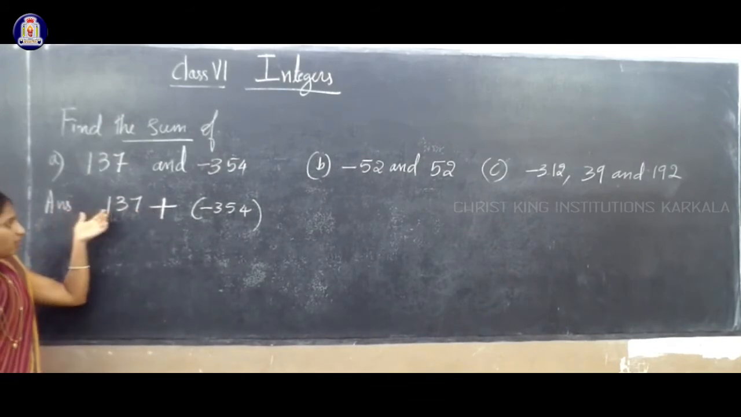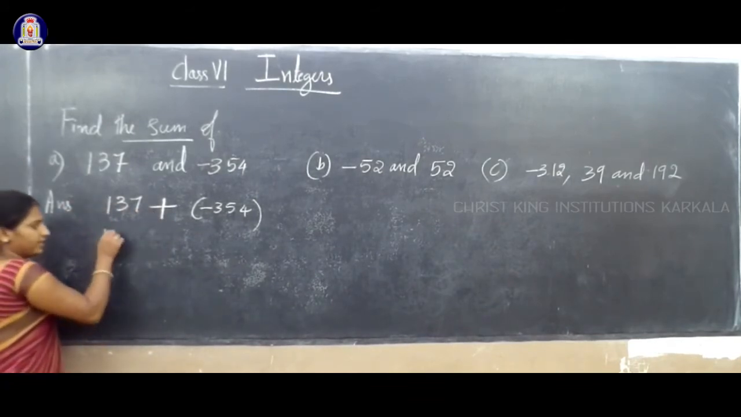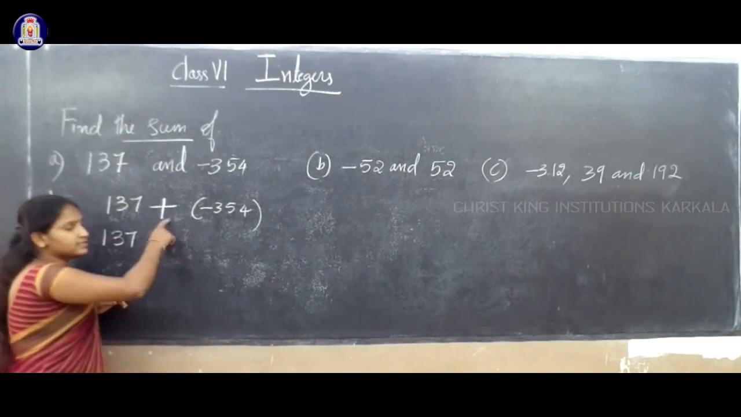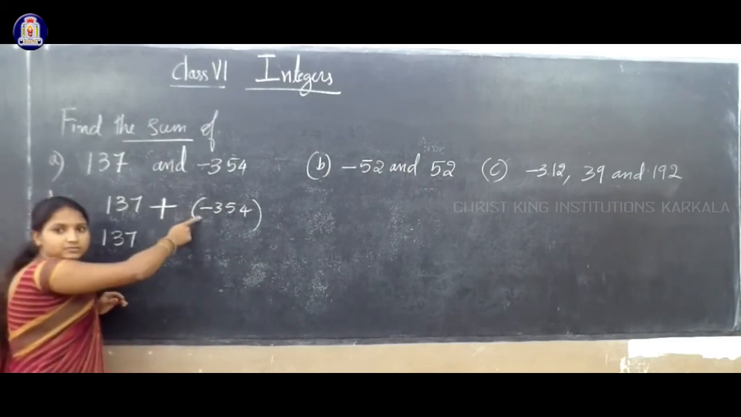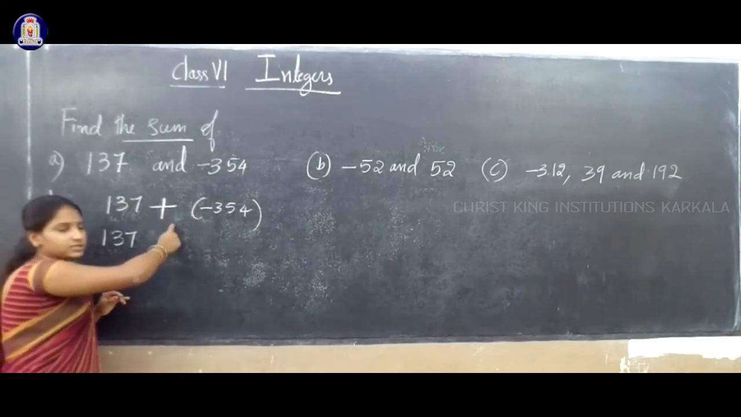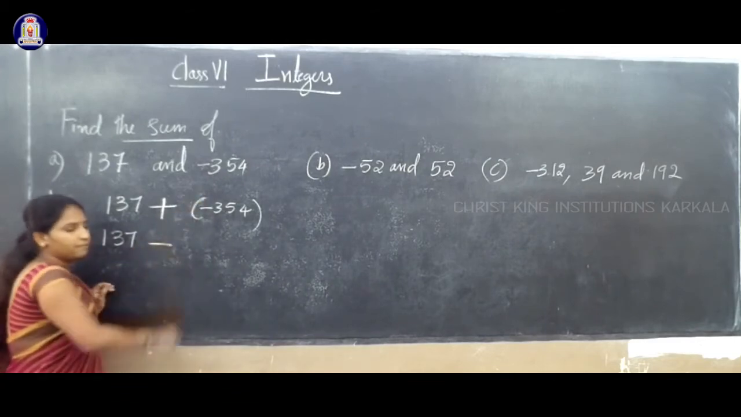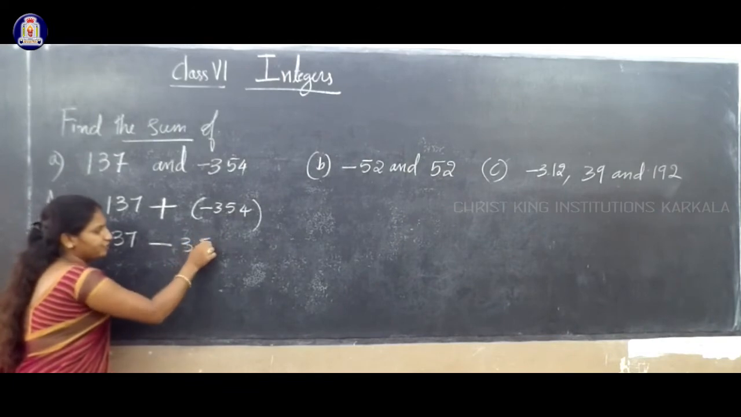Clear? Now 137 write as it is. So next plus into minus. So what is plus into minus? Your bracket is given. Plus into minus, minus 354 write as it is.